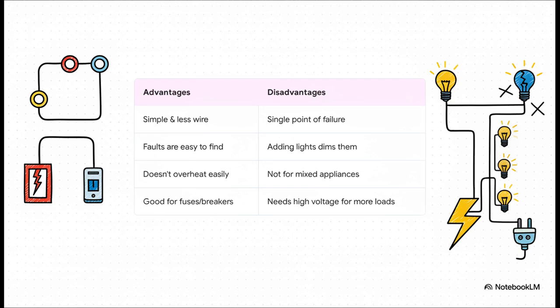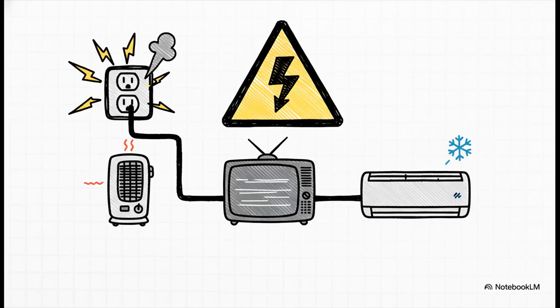Remember how the voltage gets shared? Well, if you add more lights, each one gets a smaller piece of the pie, which makes all of them dimmer. But it's that last point, the one about voltage, that's the real deal breaker for your house. This right here is exactly why you will never see the outlets in your home wired in series. Hooking up major appliances this way doesn't just make them work badly, it creates a huge danger.